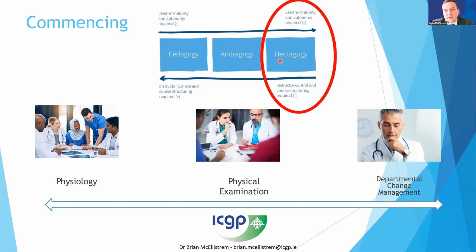And so heutagogy is really where we should be as independent practitioners, as specialists. When I say independent, I do mean that we do, of course, work as part of teams. But heutagogy is a new level again, though. So this is really somebody who is proactive. They will find the learning needs they need and will seek out the people and the learning experiences to suit that. And that's more the person, on this kind of arbitrary scale here, not the person who's learning physiology, nor the person who's learning physical exam.